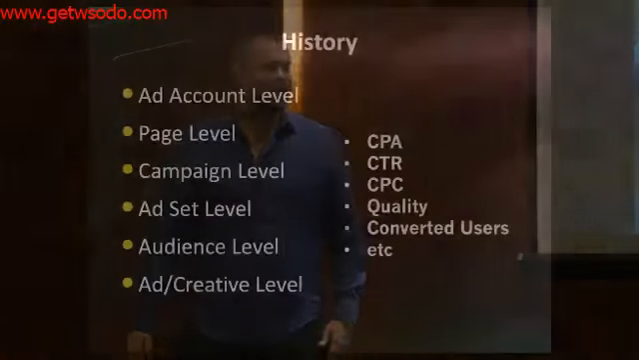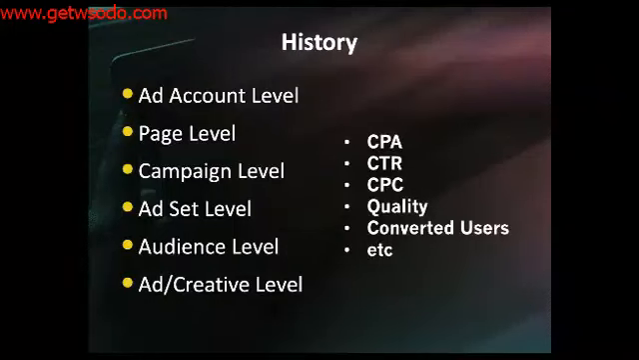Okay, so next part is history, and this is fairly simple. Facebook's looking at your history on every single possible thing it could: the ad account level history, the page level, the campaign level, ad set, audience, ad creative. They're looking at stuff like the average cost per acquisition, your click-through rate, your cost per click, the quality, which is very important, which users converted, and so on. Facebook is actively looking at all this.